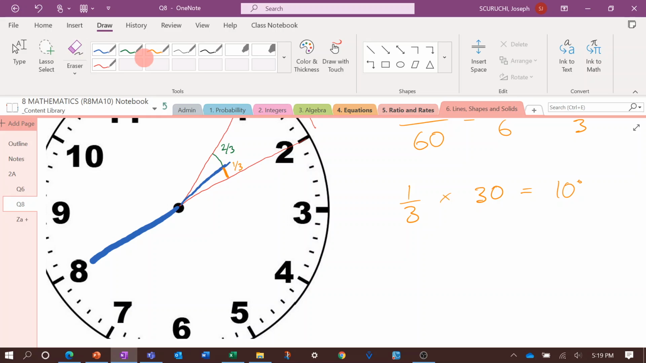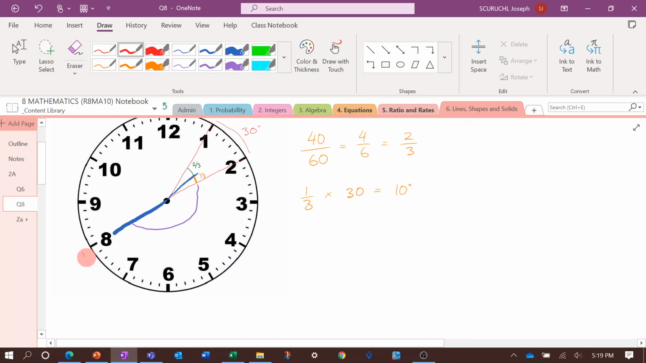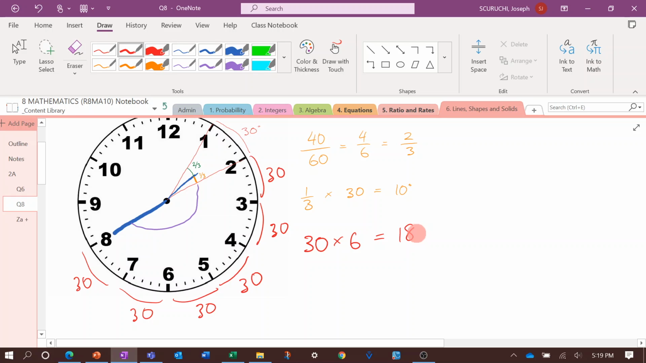And now I just need to figure out what, and I might do this in a different color because I've already used green now, let's use purple, I need to figure out what that's going to be. Now this is a lot easier because I know that this here, that's 30, that's 30, that's 30, that's 30, that's 30, that's 30. So I have 1, 2, 3, 4, 5, 6 30s. I have 6 30s. So just to make it clear, I'm going 30 times 6, and that's going to give me 180. And that makes perfect sense because look, that's just a straight line, isn't it?